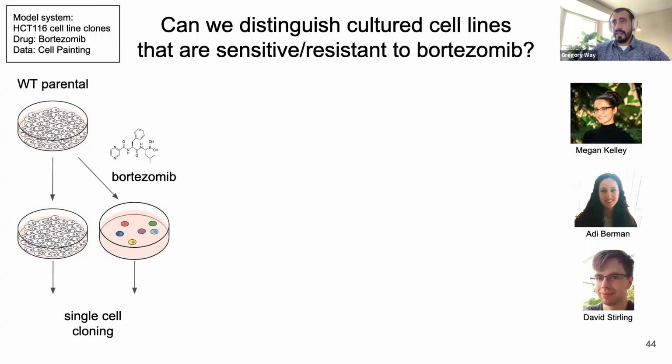And so the question that we asked was, if we used this model system, is this even a feasible approach? Can we distinguish cultured cell lines that are sensitive or resistant to bortezomib? So we used colon cancer cell line HCT116. This wild type parental strain is a known microsatellite stable cell line that eventually generates many clones that are resistant to bortezomib.